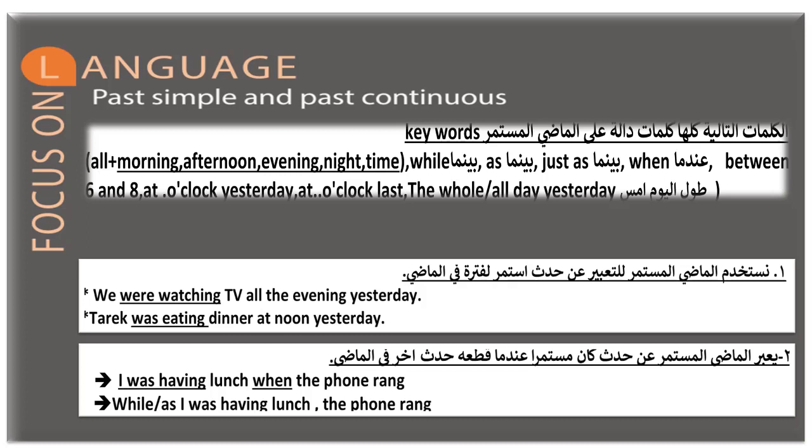Number 2 برضه بيعبر الماضي المستمر عن حدث كان مستمرا عندما قطعه حدث آخر في الماضي. وهنا بنوضحها بأسلوب بسيط إن الحدثين بيكونوا واحد past simple ماضي بسيط وواحد past continuous. وهنا الحدث اللي كان أطول في الوقت اللي هو ال past continuous، والحدث اللي قطعه وطبعا قطعه وخد وقت أقصر ده بيكون ال past simple.